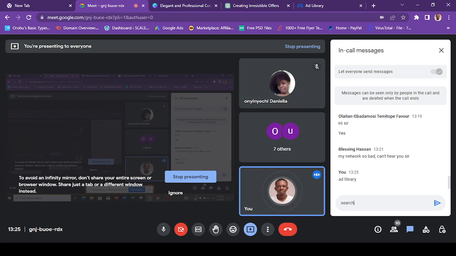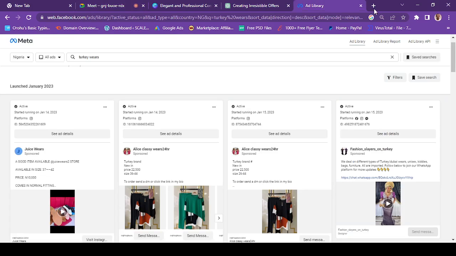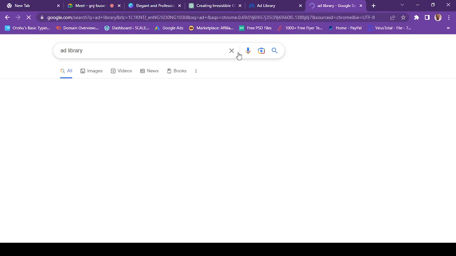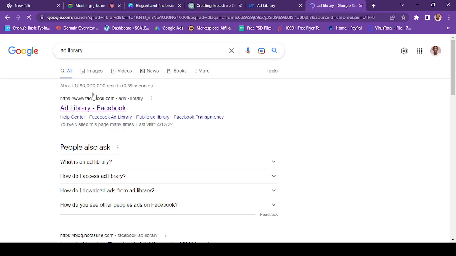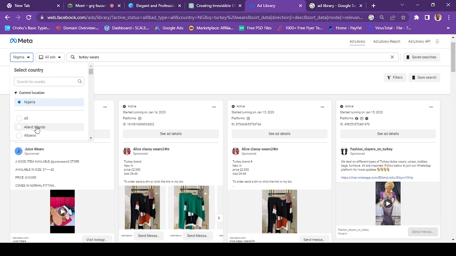If you want to get to it, on your Chrome, just type Ad Library. Once you do that on Chrome, you will see the first page, facebook.com/ads/library. Once you click on it, it will take you to this interface where you can first select the country you want to use. If it's the whole world, any country you want to check, you can check.